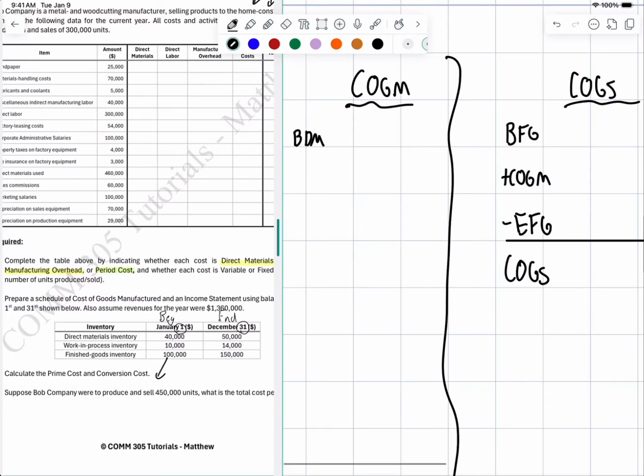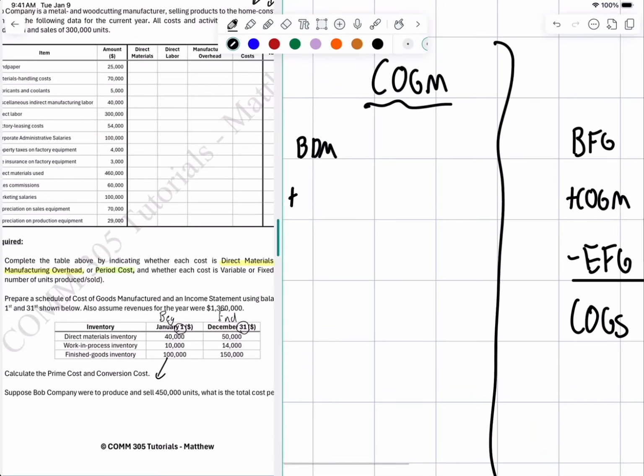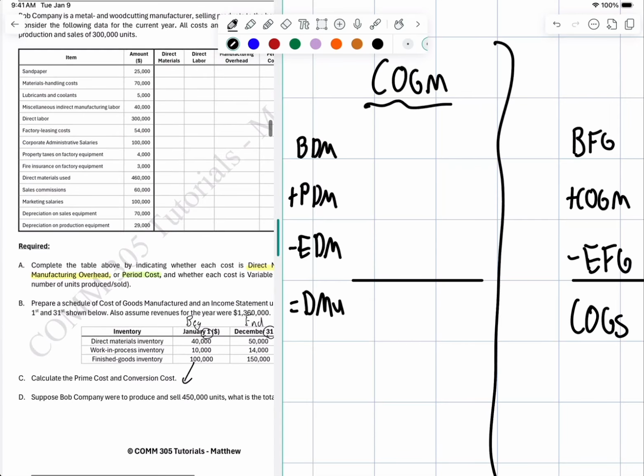Okay, so beginning direct material plus the purchases of direct material minus the ending direct material. That's what gives you your DM used. Now in this question, guys, they actually already give you the DM used of 460. So maybe some of you are wondering, do I have to go do the beginning part? The answer is no, even though they give you the beginning DM of 40,000 and the ending as 50,000.